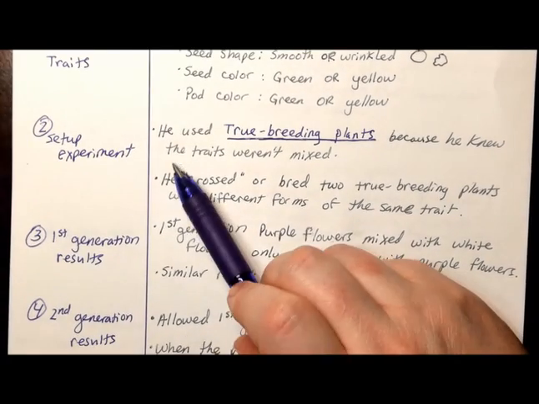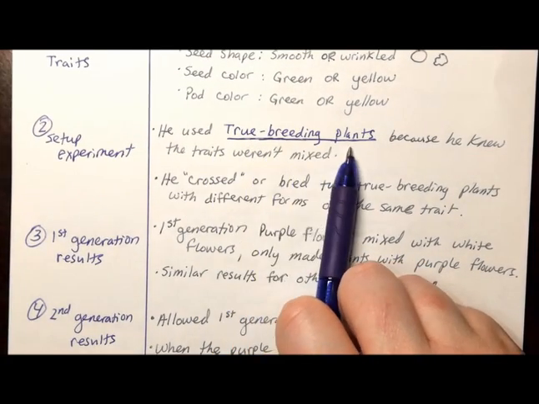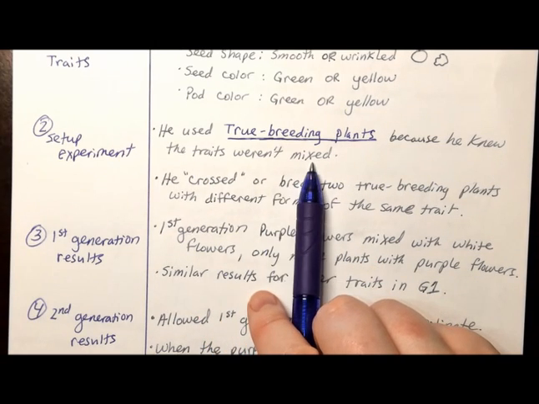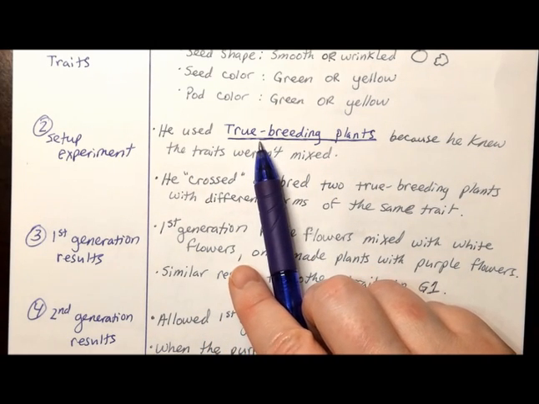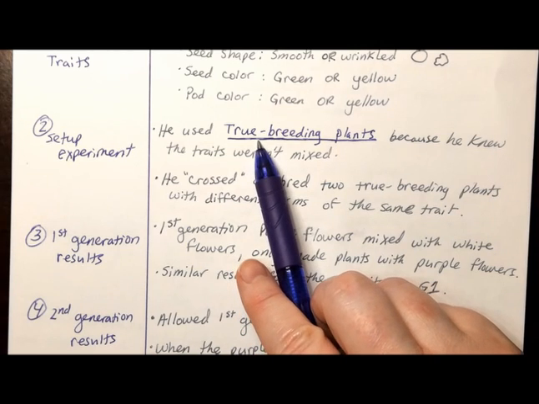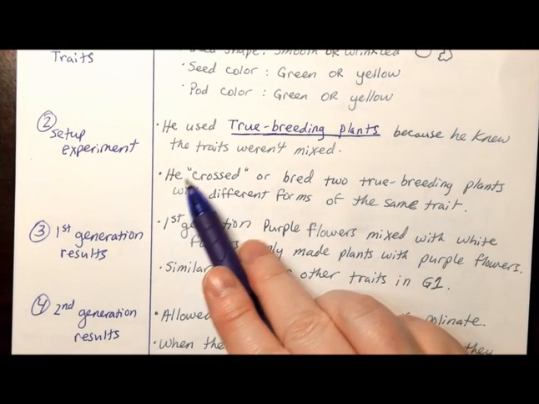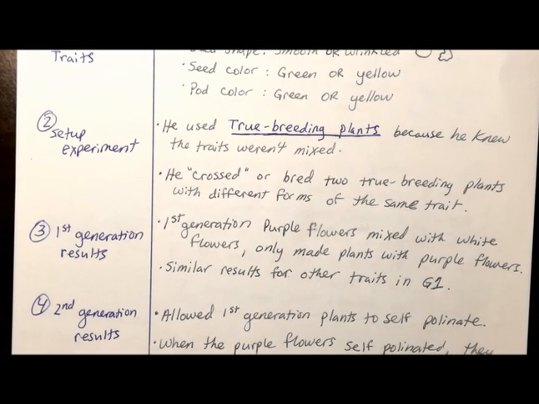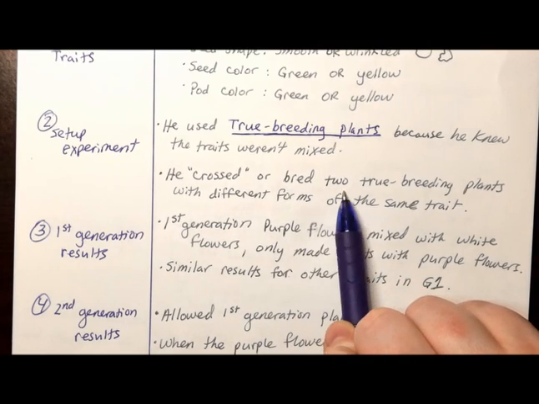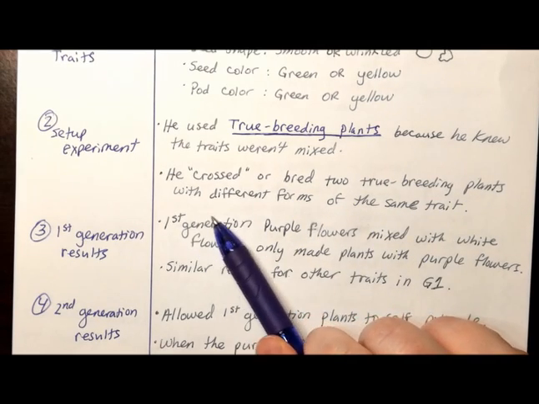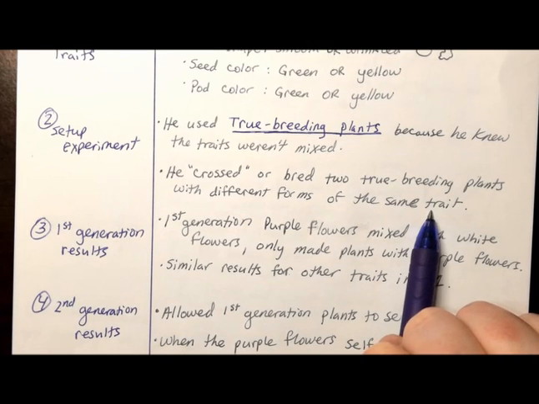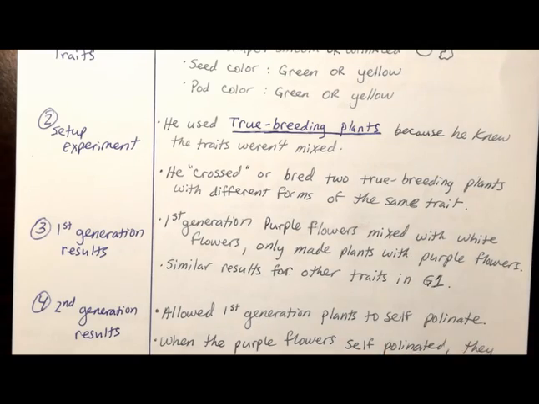So he set up his experiment. He decided to use true breeding plants because he knew the traits weren't mixed. Again, true breeding plants are plants where if they pollinate themselves, they will always make, not necessarily clones, but plants that are the same. So he took two of those, one from each type, a purple flower and a white flower type, and he bred two different true breeding plants with different forms of the same trait. It's purple flowers, white flowers, green seeds, yellow seeds, green pods, yellow pods. He mixed them, he bred them together.